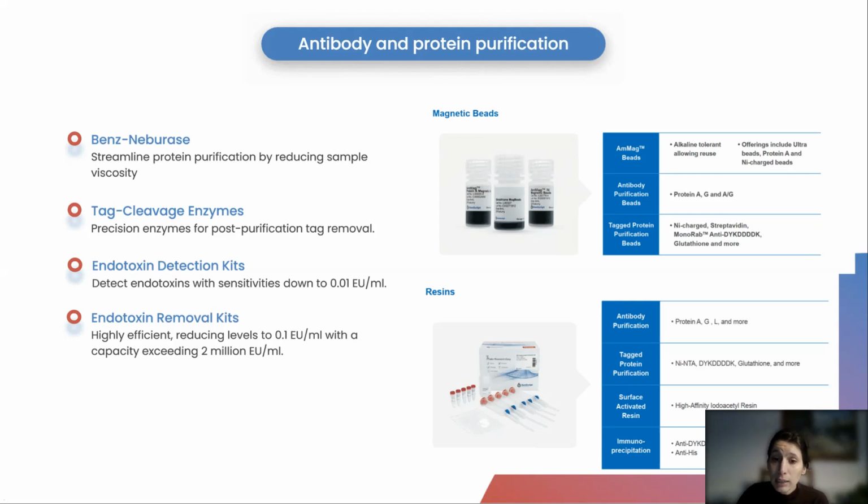In addition to that, we have a couple different enzymes, such as an endonuclease, what we call the benzonase, that ends up really reducing the sample viscosity and making your sample a lot more manageable. Of course, any contaminating cell debris or nucleic acid is going to make your sample extremely viscous, which makes it challenging to handle. We also have quite a bit of different precision tag cleavage enzymes if you choose to use that at the end of your purification. And then we have a nice portfolio for both endotoxin detection and removal.